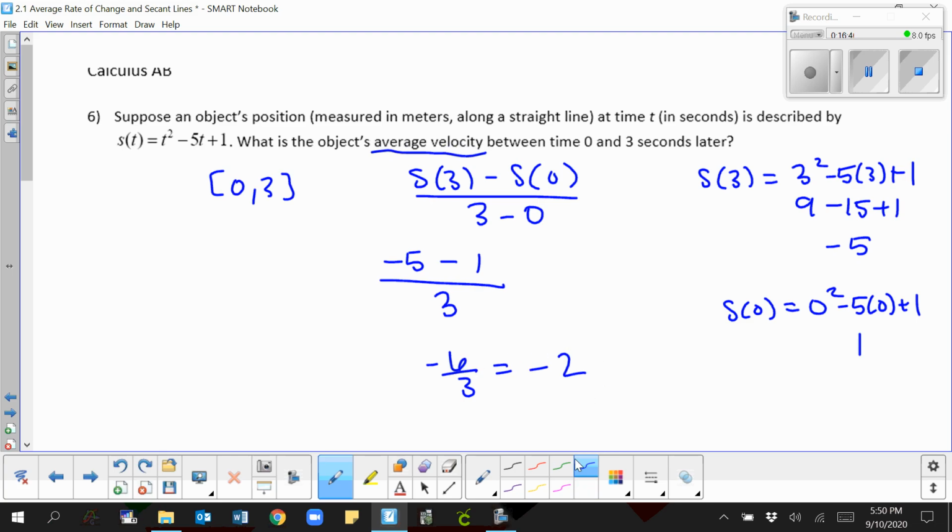And then we need to make sure that we put some units on that. So we're talking about position in meters and time in seconds. So I'm going to do that as meters per second.